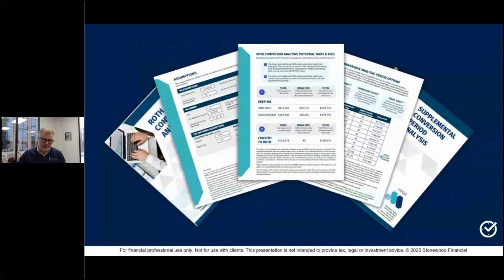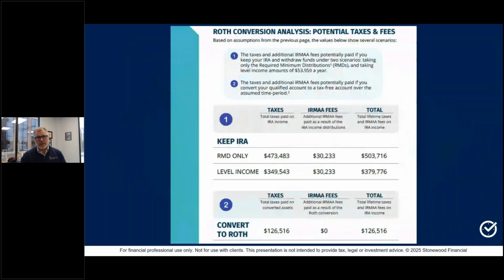And by the way, before I jump the page, as I mentioned, this is just built in PowerPoint for me to be able to show it to you. This is a report. There's some copy to help introduce the concept, and it's going to get to this page here, which paints that picture for you, right? And this is what the output actually looks like, and it shows exactly what I just unfolded here. Choice one is to keep the IRA and either liquidate it through RMDs or level income. Choice two is to go through the conversion, and you see that data there.